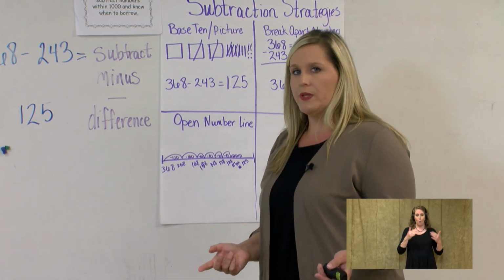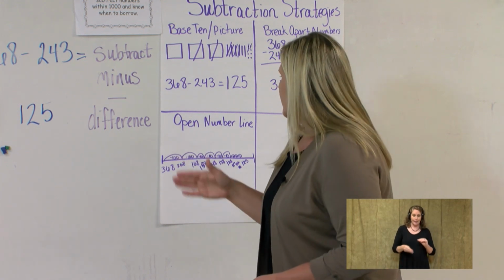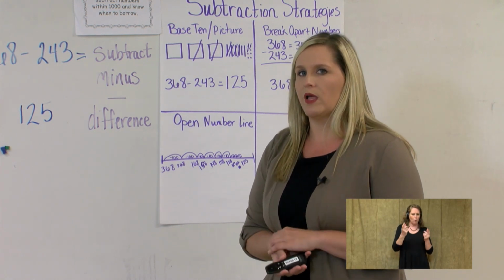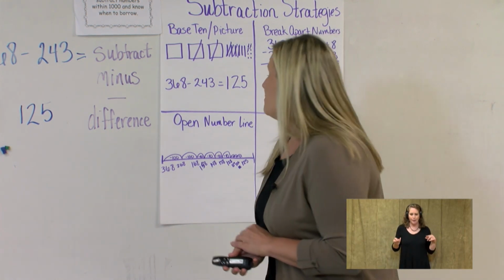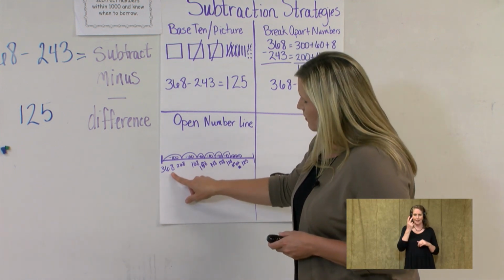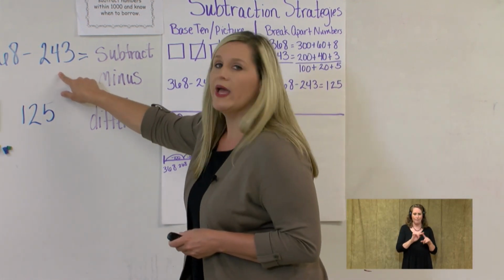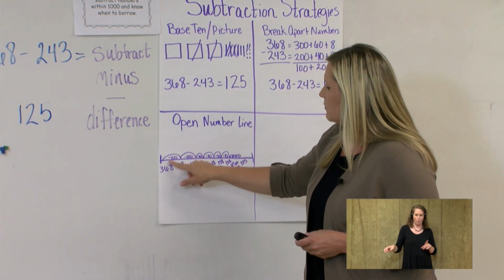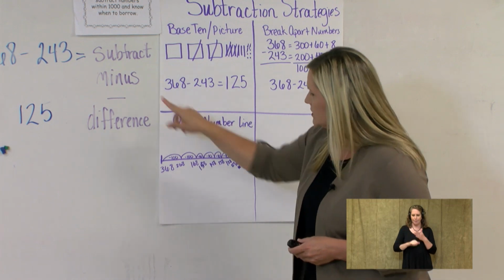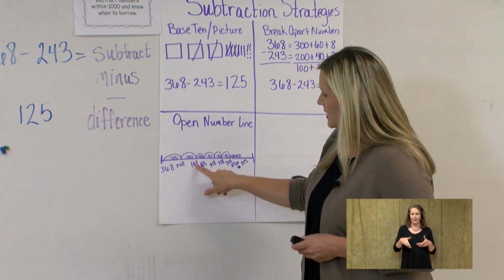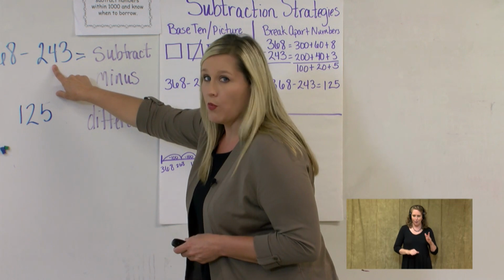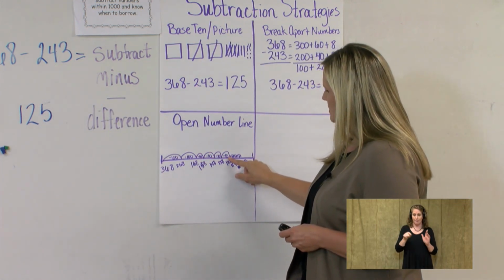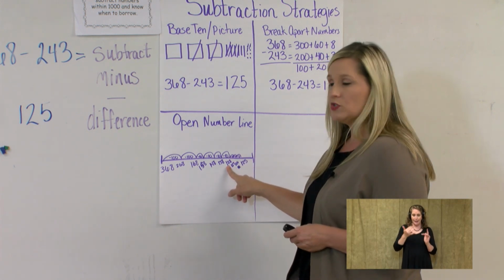Well, when we did the open number line with addition, we had to count up. So what do you think that you would have to do with subtraction to use an open number line? You would have to count back. So see right here, we started out with 368, but we were taking away, subtracting 243. So I had to go backwards. 368 minus 200s, so that was 268, 168. Then I had to take away 4 10s, so I backed up again, minus 10, minus 10, minus 10, minus 10, and that took me to 128.